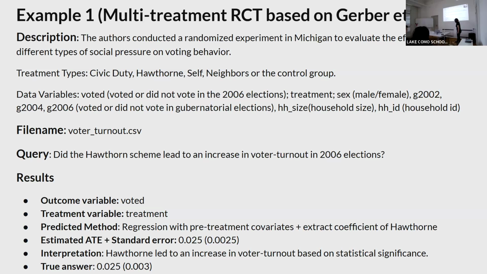When you receive this voter turnout.csv file, the background here is that there are treatment types such as the civic duty of the voter, household owner, self, neighbors, or the control group, like whether they belong to the control group or something else. And then there are other data variables such as whether this person voted or not, the gender of them, and so on. And then the description is that it's a data set in Michigan to evaluate the effect of different types of social pressure on voting behavior. So maybe if you're the neighbor of the candidate, then you have the social pressure to vote for them and so on. And then it basically queried: does such a study design lead to an increase in voter turnout?